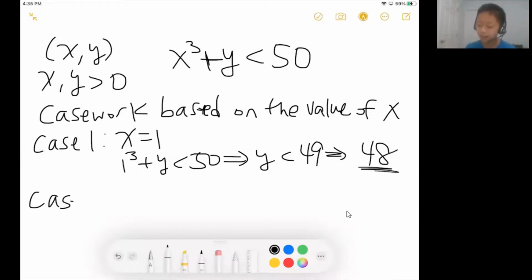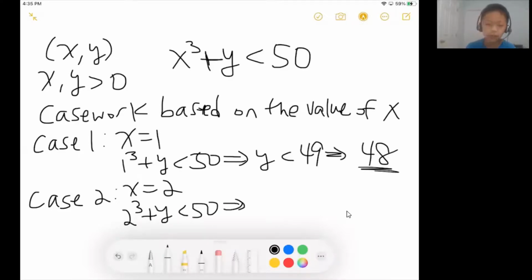Our second case is when x is equal to 2. In this case, you would have 2 cubed plus y is less than 50. 2 cubed is 8, so 8 plus y is less than 50, so y is less than 42. That would give you 41 possible values of y. If y is less than 42, there are 41 possible values.